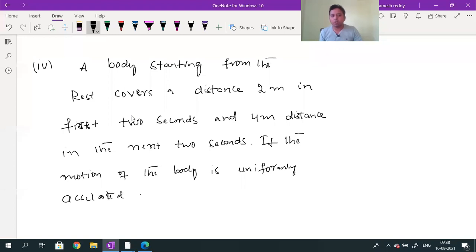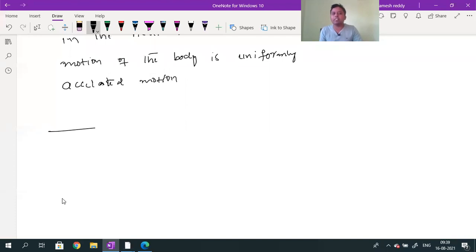Now what do I want to calculate? This is the question given. First listen, regarding this question I will draw the diagram. For example, a body is moving starting from the rest, and starting from the rest means u value is 0. The body covers a distance s1 in the first 2 seconds and it covers a distance s2 in the next 2 seconds. Now I want to obtain the relation between s1 and s2. How are s1 and s2 related with each other?